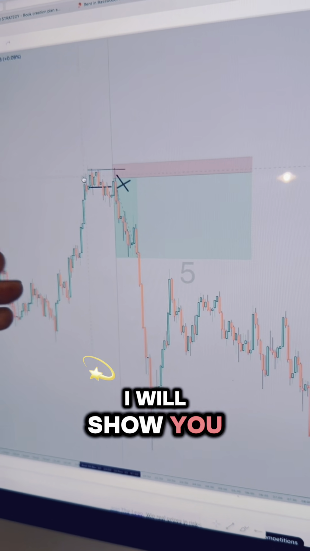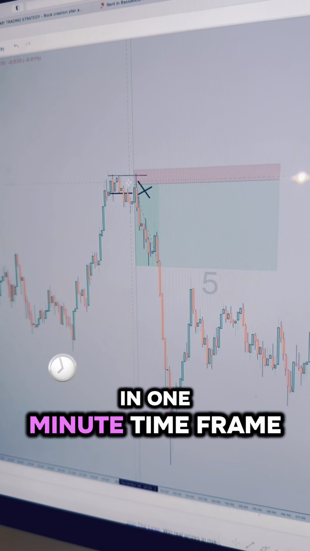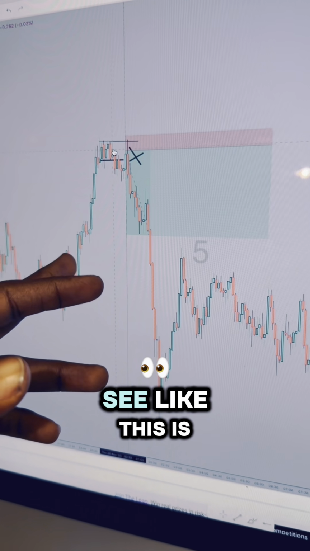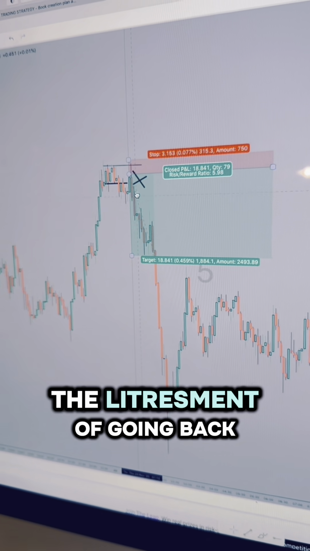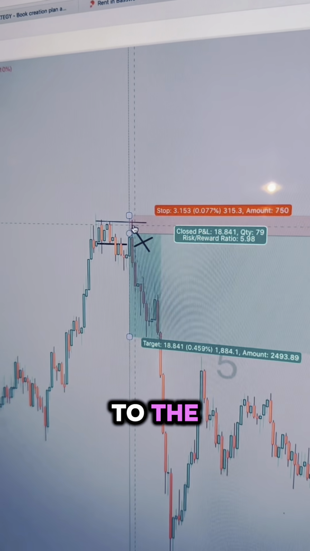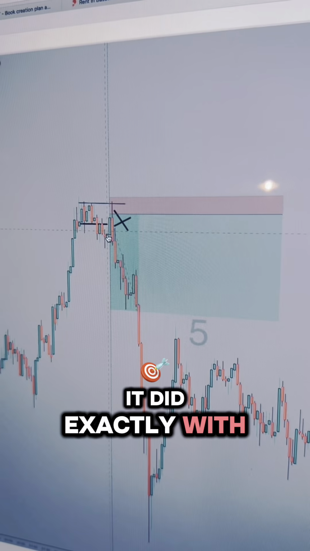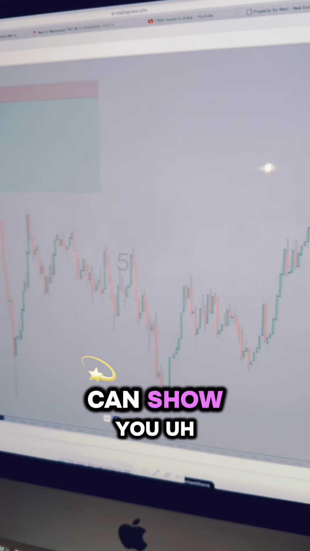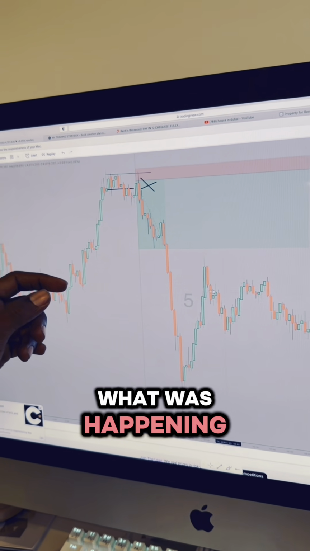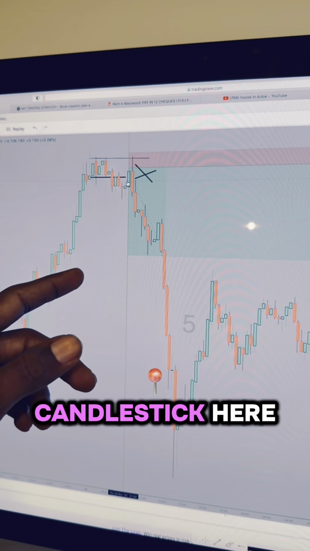I will show you. The market was ranging around this area, which I think this pattern happened to be in the 1 minute time frame. So I could not see that this is what I was supposed to trade, because even if you see the retracement of going back to the gap area, it did exactly with this bullish candlestick here. Let me try to zoom in so I can show you what was happening.